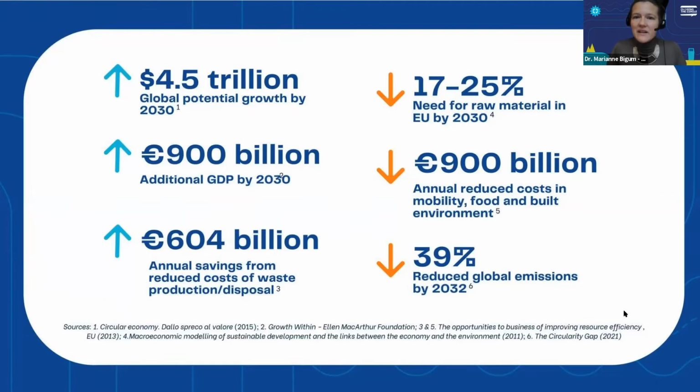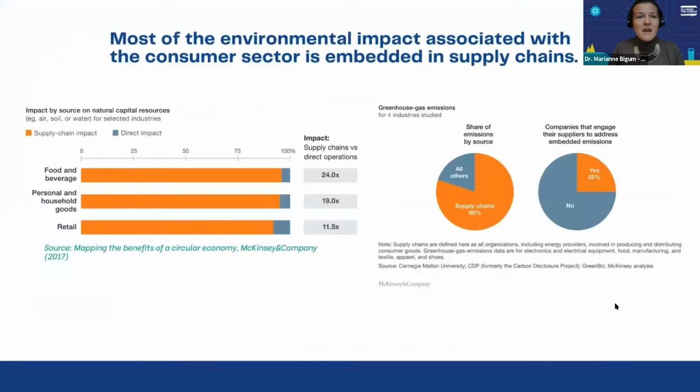Now, why are we saving this money? Well, we're doing it because we are decreasing the need for raw materials. We are also seeing an annual reduction in the cost for mobility, food, and the built environment that is quite substantial. And finally, like Dave was also saying, the circular economy is expected, if we continue to work on it, and we can, to bring a massive reduction in global emissions by 2032 of 39%. We're talking a lot about CO2, but it is really a benefit to all of the environmental impact categories. Next slide, please.